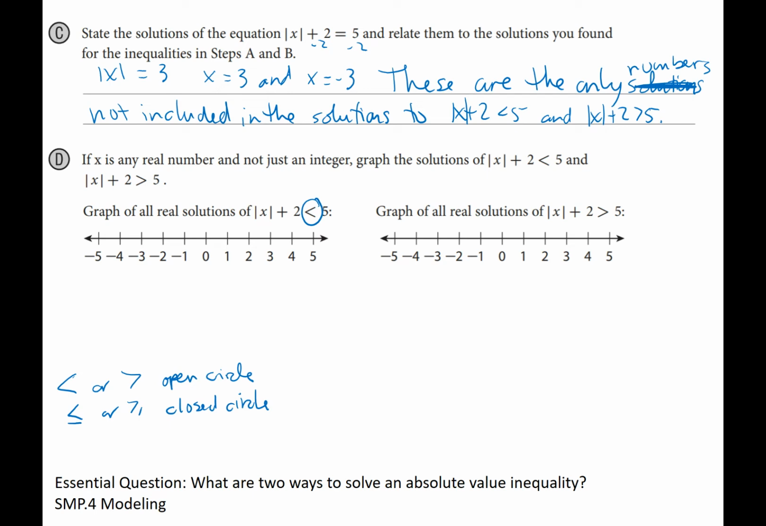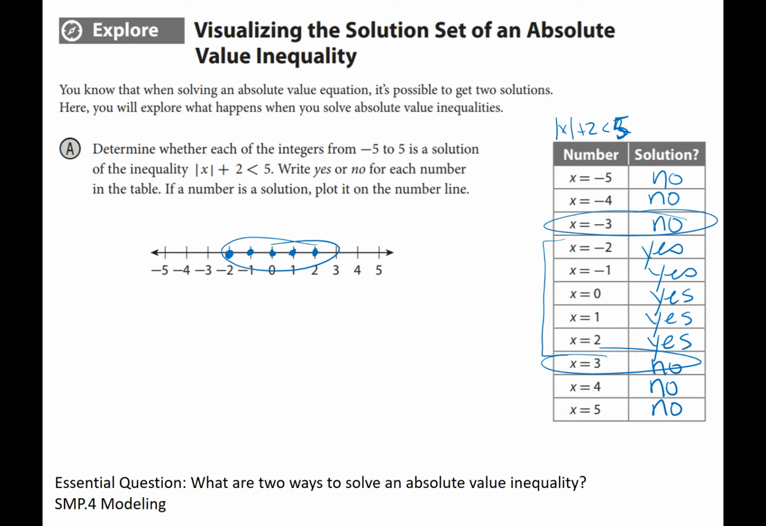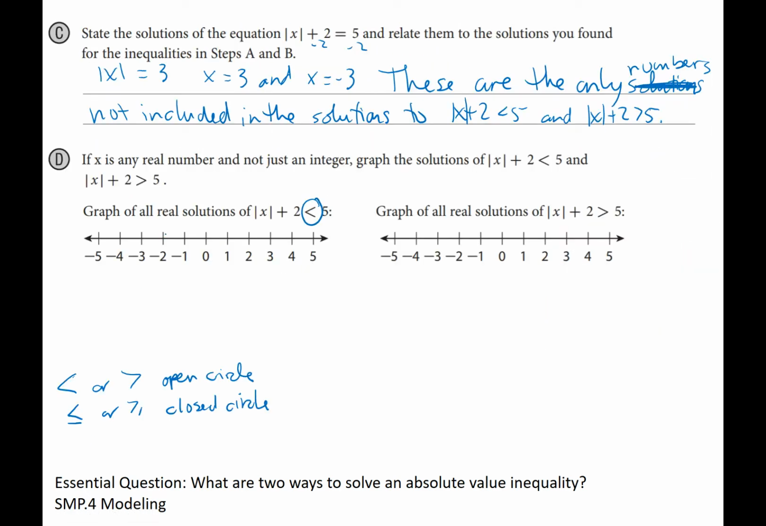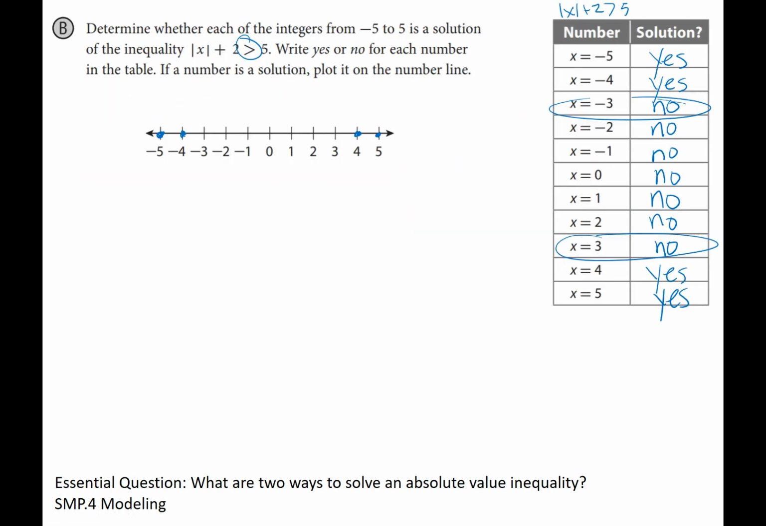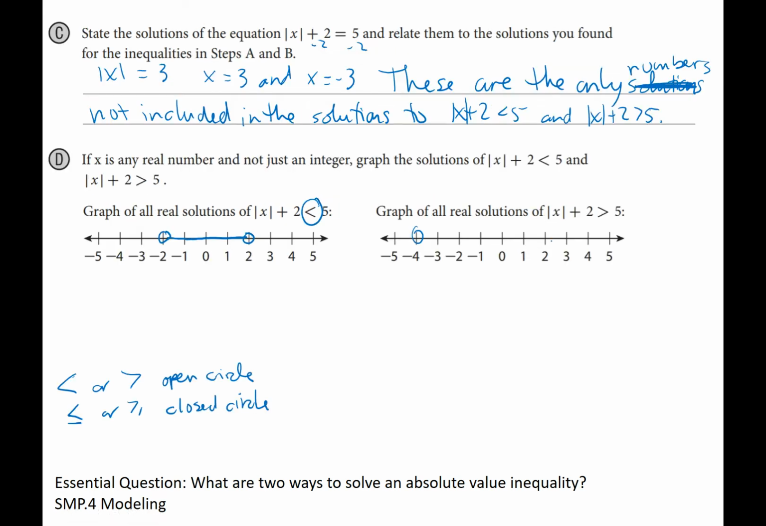Okay. So if we went back to this first one, notice it's everything in between those two numbers. So the way we would graph that is we would put an open circle over the -2, an open circle over the 2, and connect them with a line. This one was everything to the left and everything to the right of the 4. And again, they were both open circles, to the left of the 4 and to the right of the 4.